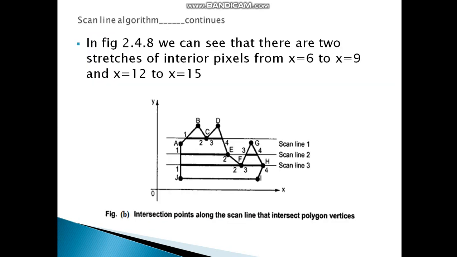Here is the first scanline, then the second and third. These are the intersection points: 1, 2, 3, 4 on the first; 1 and 2 are the intersection points of the second scanline; and on the third scanline there are 1, 2, 3 and 4.